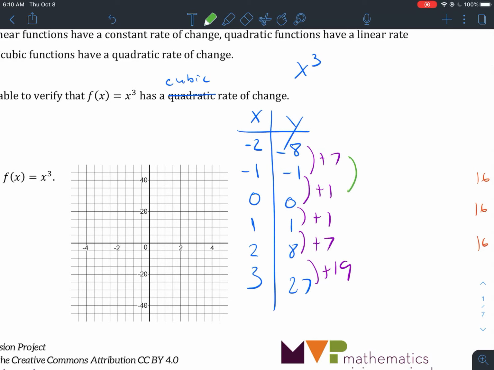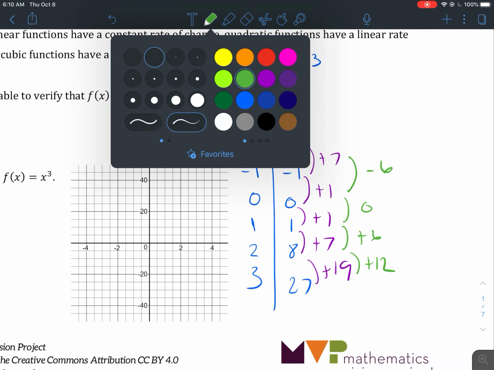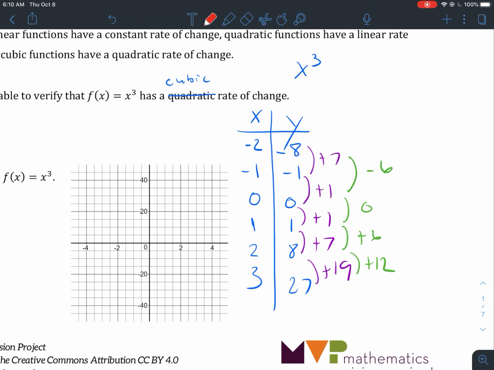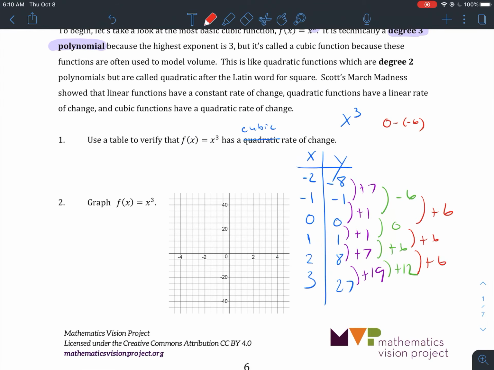So you would do 1 minus 7, which is -6, 1 minus 1, which is 0, 7 minus 1, which is +6, and 19 minus 7, which is +12. So again, we do not have a common second difference either. So let's go ahead and try and find our third difference. All right, we're going to do 0 minus -6. We get +6, right? 6 minus 0, +6, and 12 minus 6, +6. All right, so that has a third common difference there. So we know that that is definitely cubic.